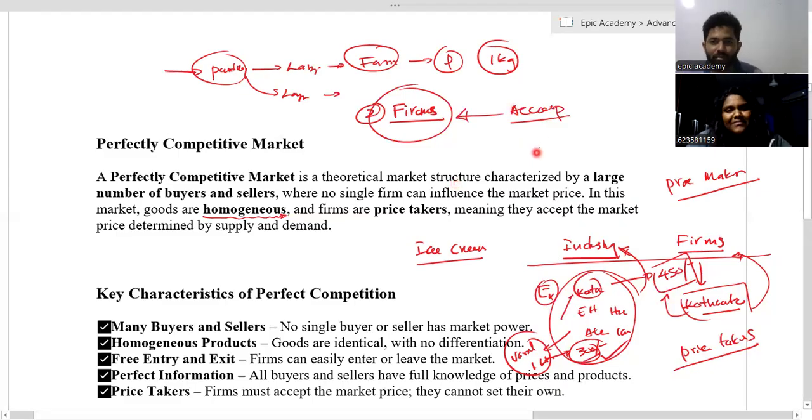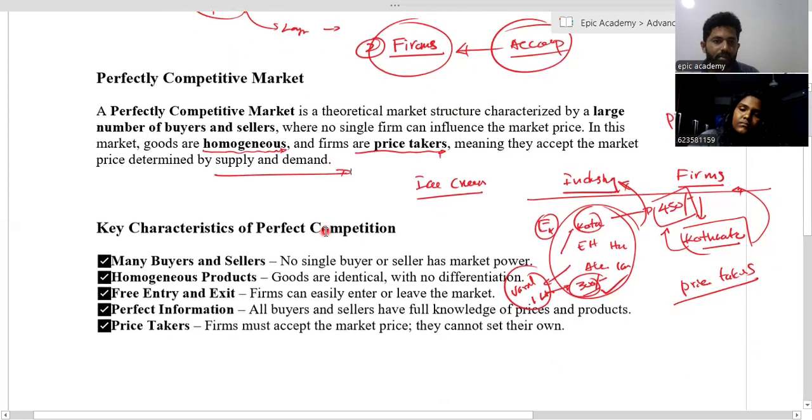So then they act as price takers, meaning they accept the market price determined by the supply and demand in the market. We already discussed the equilibrium price. They accept equilibrium prices. So, key characteristics related to the perfect competitive market structure. First one is many buyers and many sellers.